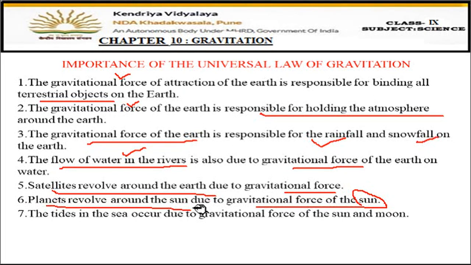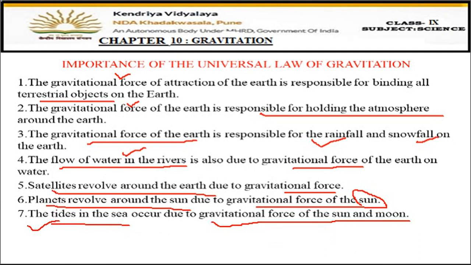The sun also has its gravitational force, and because of the gravitational force of the sun, the planets are able to revolve around it. Then tides in the sea, you might have heard. Tides in the sea means the rise and decline of water, where the water rises up to great heights. This is called tides. The water rises up because of the gravitational force of the sun and the moon. The moon is pulling the water towards itself, and the sun is also pulling the water towards itself, which is present on the earth. So tides in the sea are also caused due to the gravitational force of the sun and the moon.